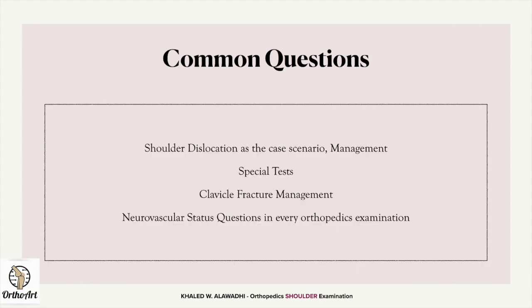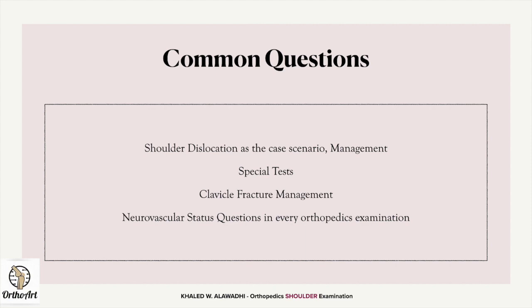So we end the shoulder examination with common questions. You'll be asked about shoulder dislocation. Let's say this patient had a shoulder dislocation, as in the case scenario. How do you manage this patient depending on the scenario? Ideally, with shoulder dislocation or any dislocation, you attempt to relocate as soon as possible to avoid avascular necrosis, and then you investigate accordingly.